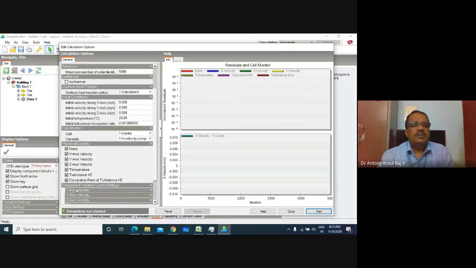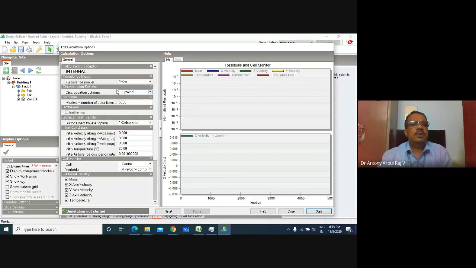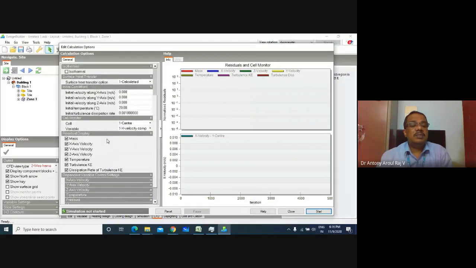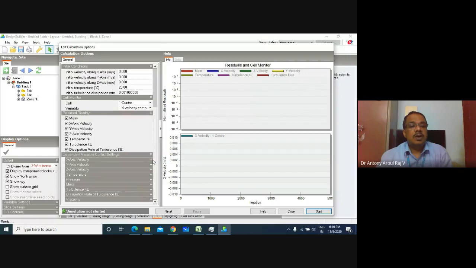All these concepts we are going to discuss today. So that's why I'm opening this tab and showing. We are going to study the turbulence models, discretization scheme, iterations. What about the initial conditions, how we are monitoring in the cell, and what is the residual display. That's why I'm opening it. We are not going to leave anything; we are going to discuss everything, even this monitor and X velocity.